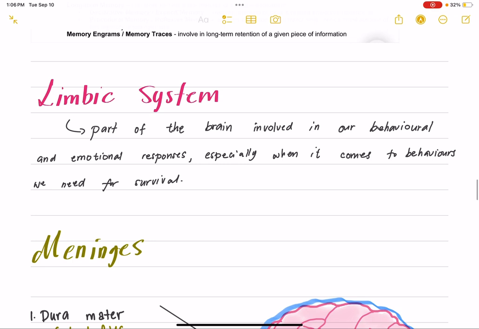Okay, so next is the limbic system. The limbic system is the part of the brain involved in our behavioral and emotional responses, especially when it comes to behaviors we need for survival.